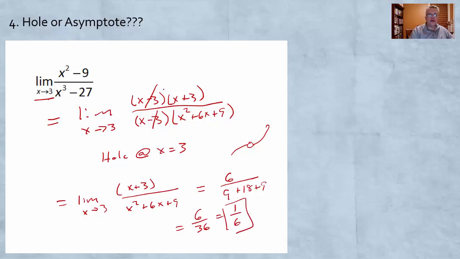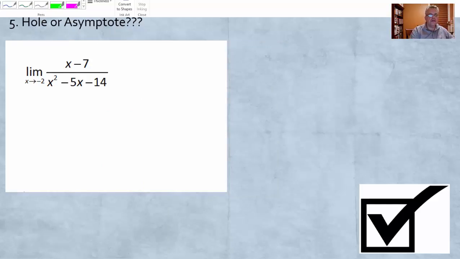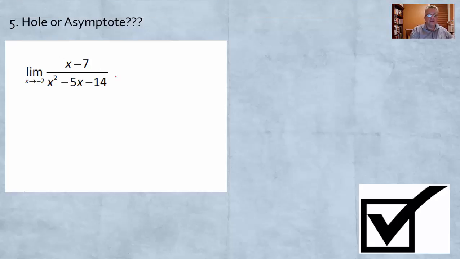Alright, so our strategy with rational functions is to factor, take note of whether it's an asymptote there or a hole. If it cancels, we just evaluate what's left. Okay, so the limit is 1/6. Alright, I have one more example here. So the limit as x approaches -2 of this function here. So our strategy is factor it and see what happens.